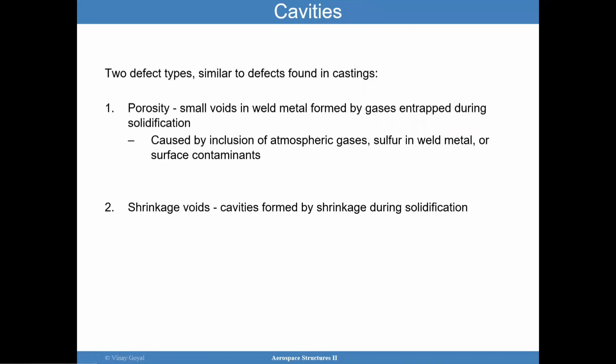There are two types of defects similar to the defects found in castings. You have porosity, which are small voids in weld metal formed by gases trapped during solidification. These voids will be created by gases entrapped, and you can have various types of surface contaminants. You could have inclusion of atmospheric gases, sulfur in weld metals. You can have shrinkage voids, which are basically cavities formed by shrinkage during solidification.